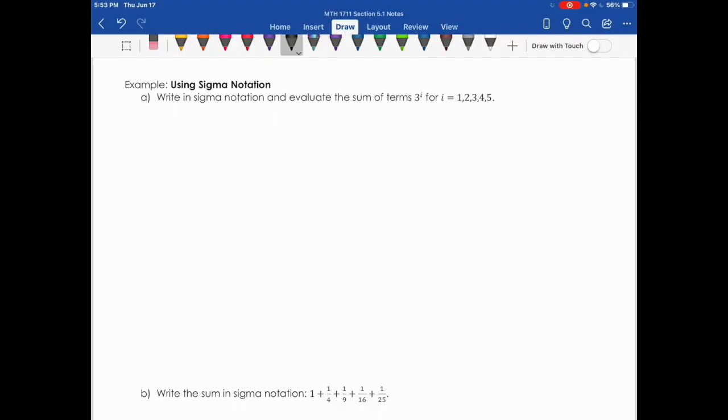Okay, so the first example we're going to go through, we have a couple different parts here. Part A says we're going to write sigma notation and evaluate the sum of terms 3 to the I, and we're going to do it for I from 1 to 5. So for our sigma notation, we're going to write I is equal to 1, and we're going to end at 5. So 5 comes up here, and then the terms are going to be 3 to the power of I.